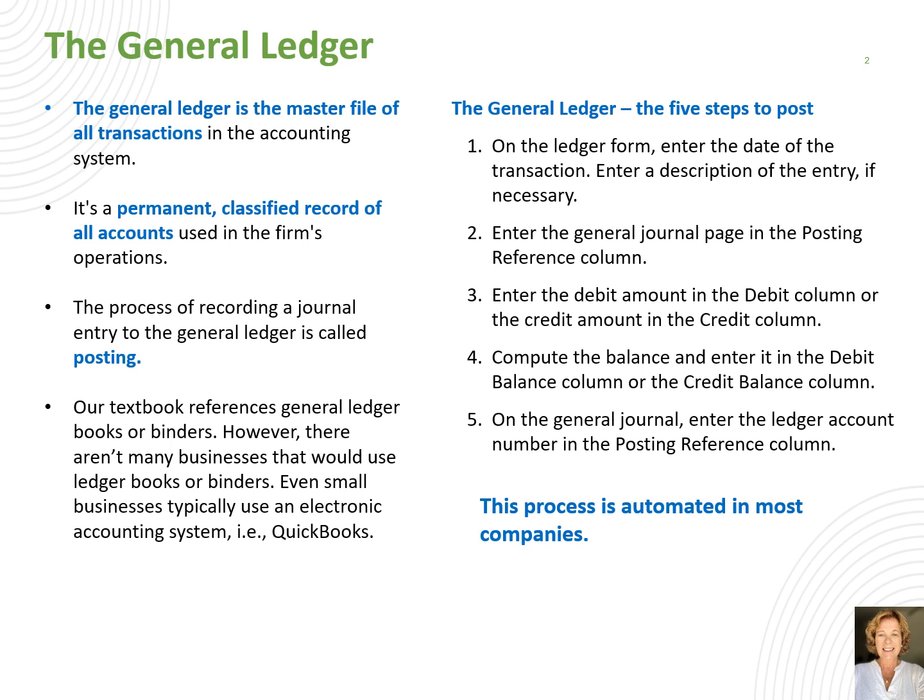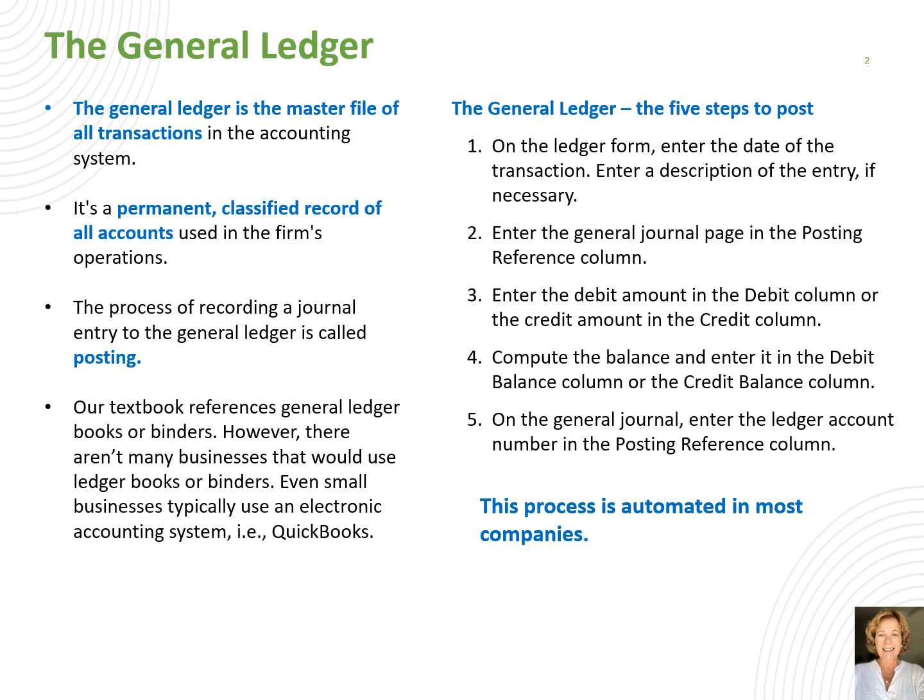The general ledger is a sort of master file of all transactions in the accounting system. When you look at a company's general ledger, you will be able to go back many, many years and find transactions about the business. It's a permanent, classified record of all accounts used in the firm's operation. That is why it's often called the record of final entry.